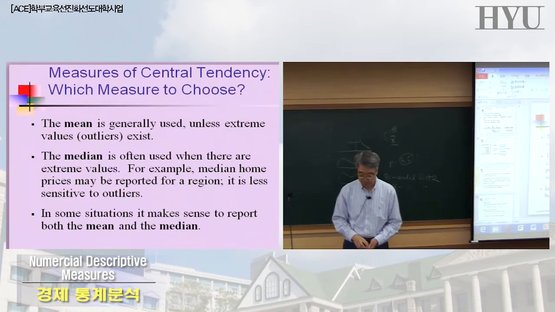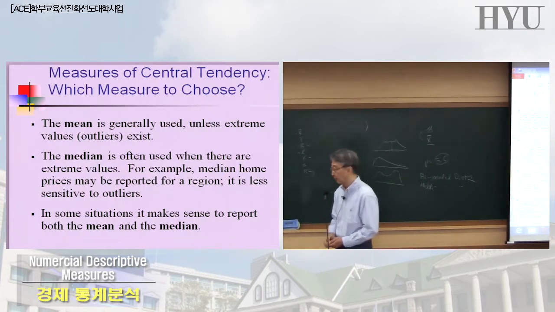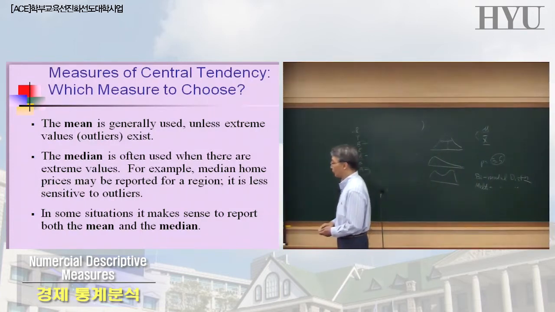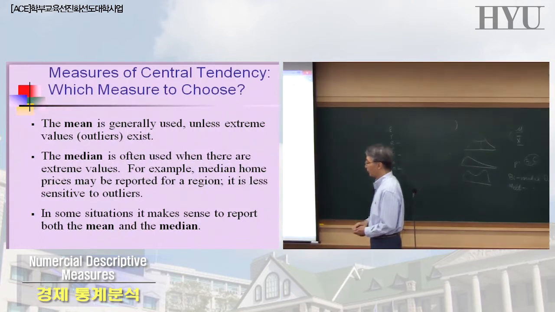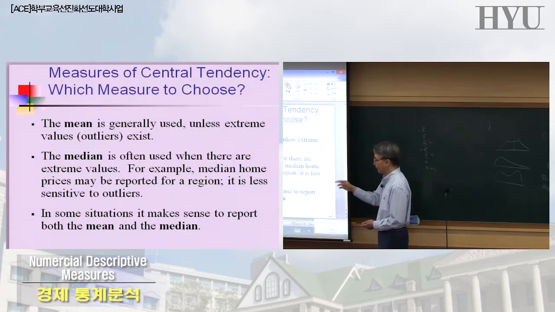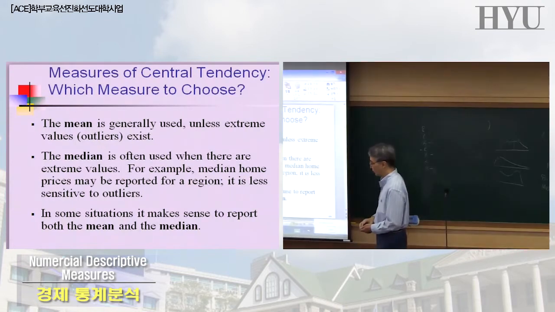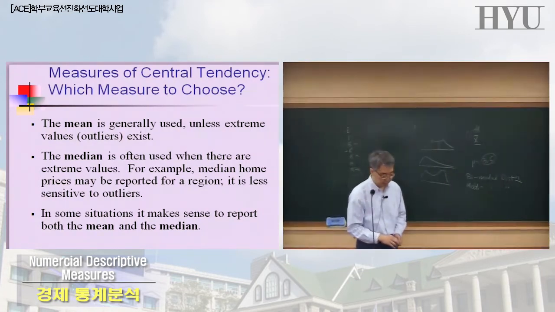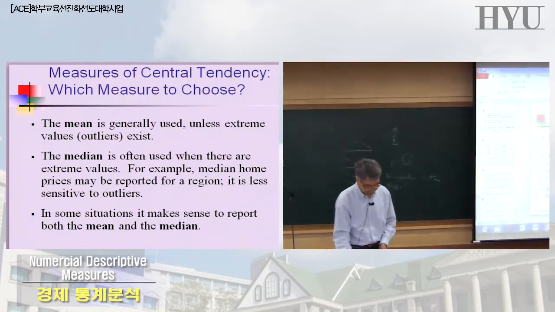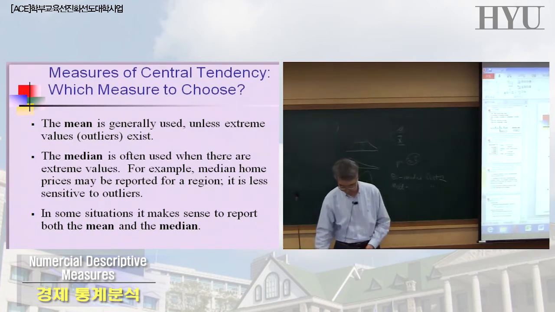So here's a kind of summary. Among those 3 measures of central tendency, the mean is generally the most frequently used. But you have to be careful when there are any extreme values or outliers. The median is often used when there are extreme values. We talked about this already. And many times it makes sense to report the mean and median together. In reality, we tend to report both of them together in many cases.